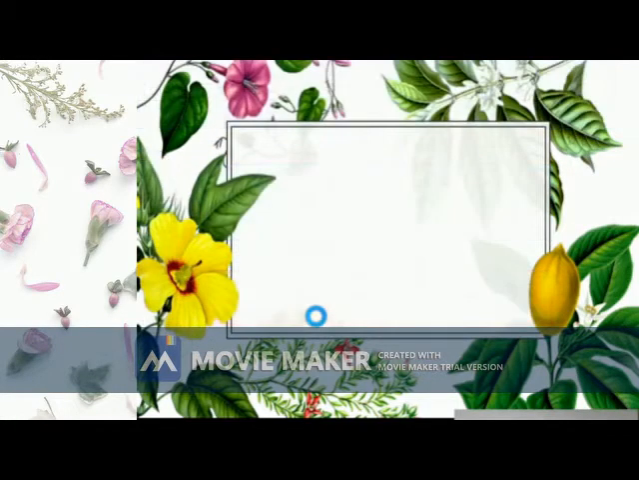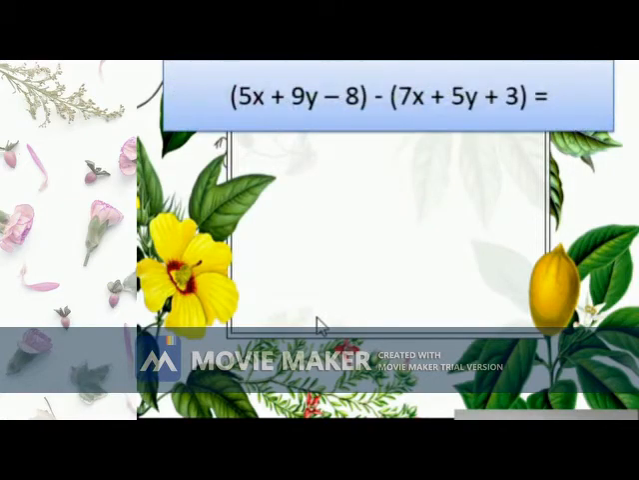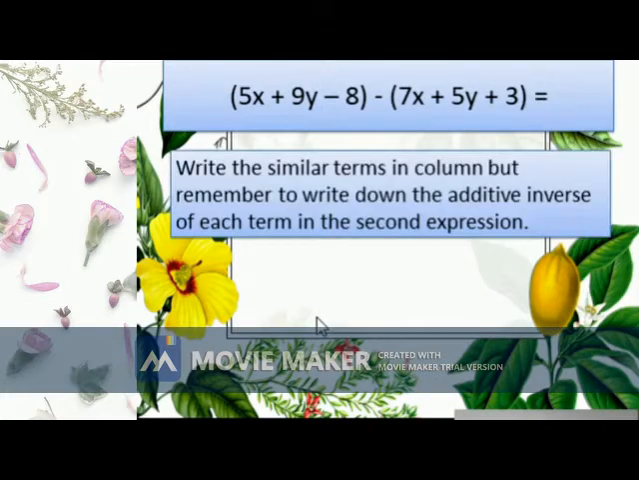And next example, we have 5x plus 9y minus 8 minus, so this is subtraction now, minus 7x plus 5y plus 3. Just to recall, in subtraction, we change the sign of the second numbers. So this time, we change the sign of those terms on the second given. Change the sign, then we go back to the rules of our addition. So this is how it looks.